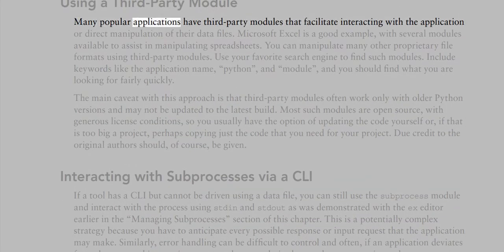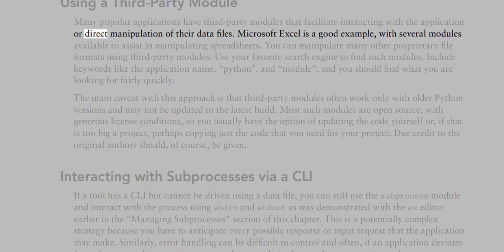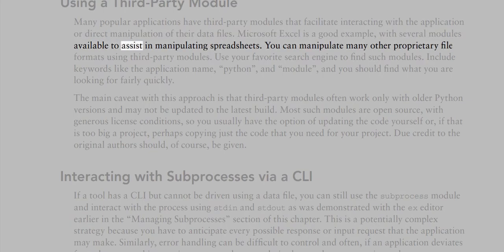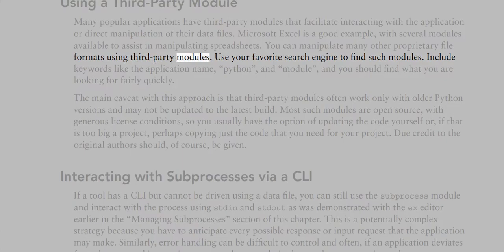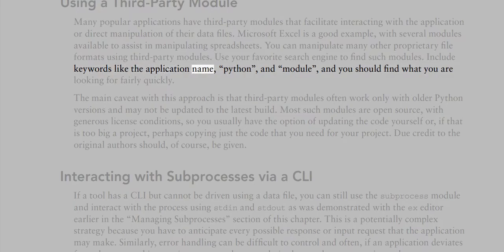Using a third-party module. Many popular applications have third-party modules that facilitate interacting with the application or direct manipulation of their data files. Microsoft Excel is a good example, with several modules available to assist in manipulating spreadsheets. You can manipulate many other proprietary file formats using third-party modules. Use your favorite search engine to find such modules. Include keywords like the application name, Python, and module, and you should find what you are looking for fairly quickly.